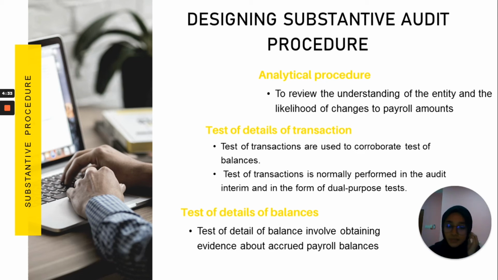Substantive procedures contain three types, which are analytical procedures, tests of details of transactions, and tests of details of balance. The purpose of substantive procedures is to determine the fairness of statement assertions. The timing for substantive procedures is primarily at or near the balance sheet date. The test measurement is the monetary error in transactions and balances. The risk component is detection risk.